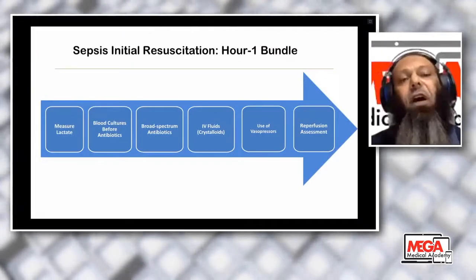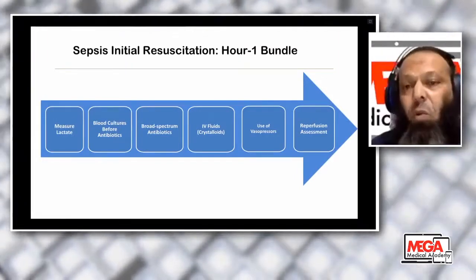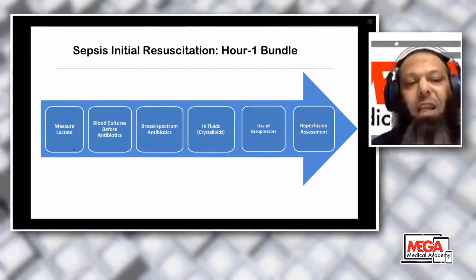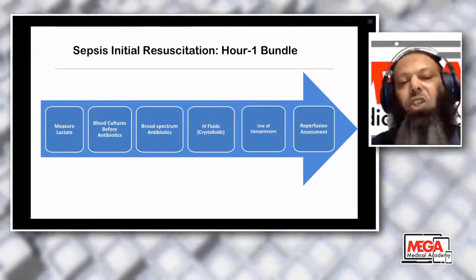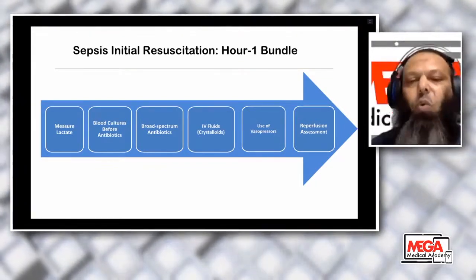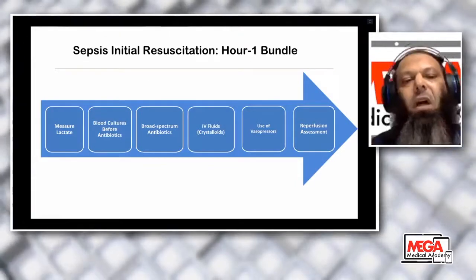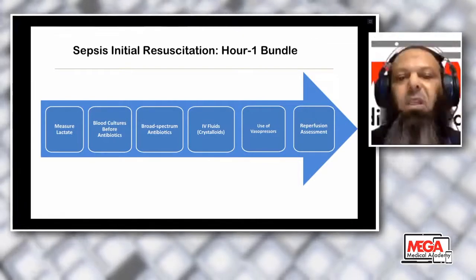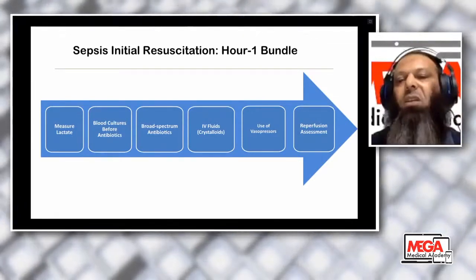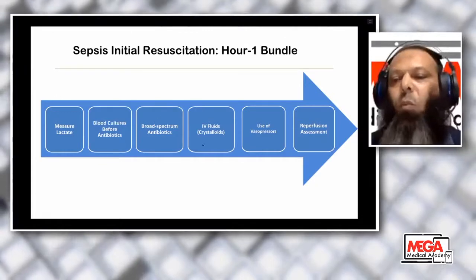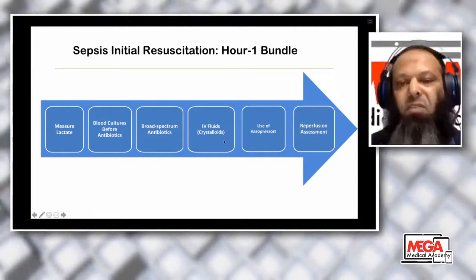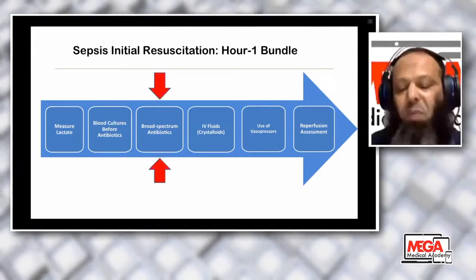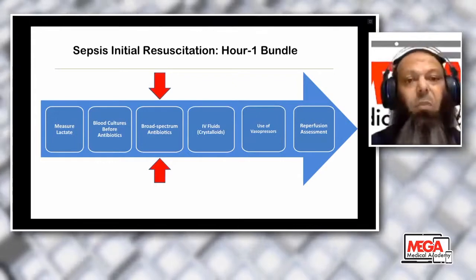If I highlight the initial resuscitation hour 1 bundle, as Dr. Hisham said, I will not go through all components, but just to highlight those 5 components, it's a bundle. You should not ignore one. You should use it as a bundle. So: measuring lactate, blood cultures before the antibiotics, giving the broad spectrum antibiotics, giving the IV crystalloids when indicated, using the vasopressors when indicated, and ending up with reperfusion assessment, which is very important. So my core topic tonight is about the broad spectrum antibiotics in sepsis and septic shock.